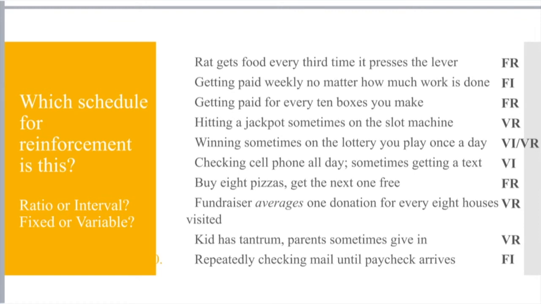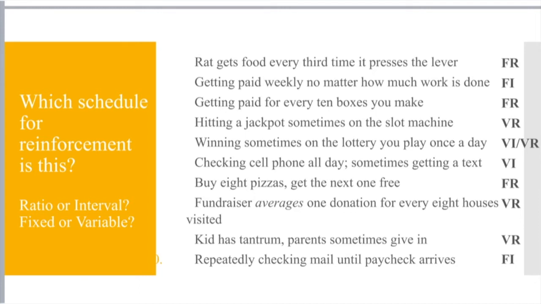So both answers are ultimately correct here. Number 6, checking your cell phone all day and only sometimes getting a text. That's a variable interval. The reward here for checking messages is a function of time, right? Not a function of how often you check.